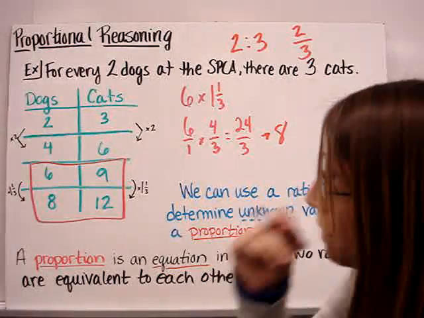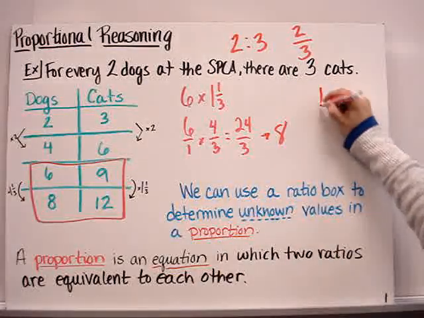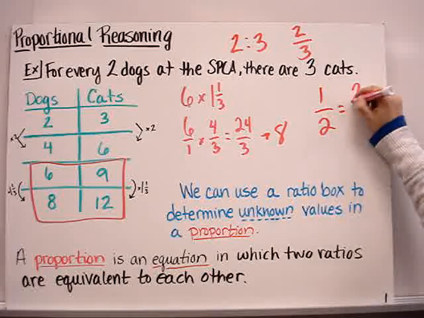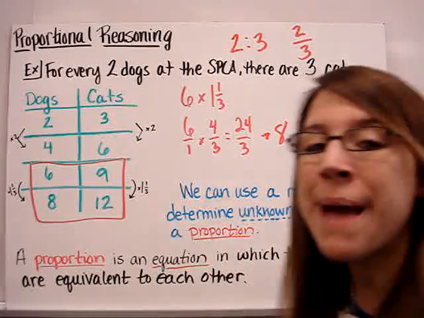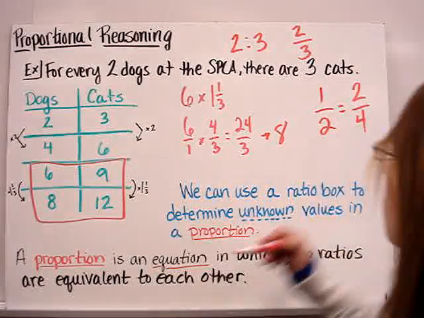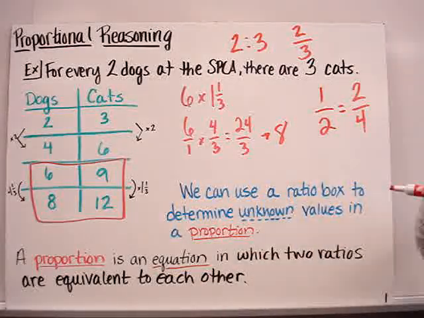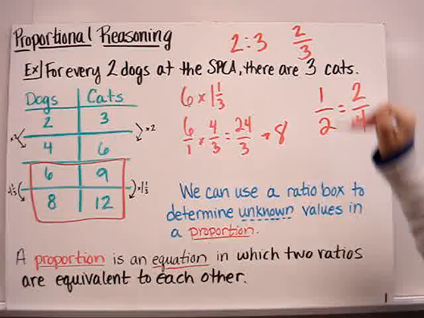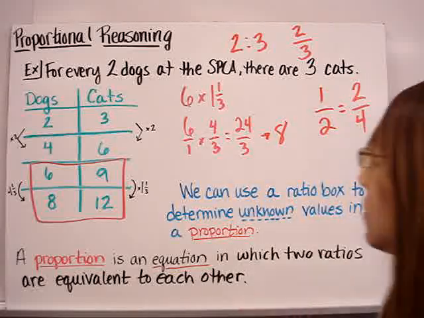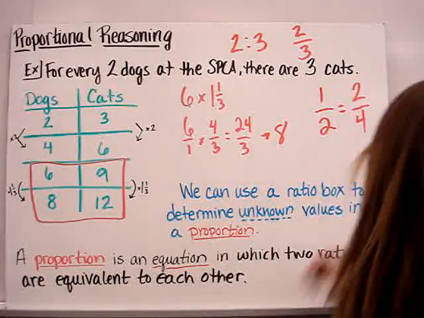So an example of a proportion would be 1/2 is equal to 2/4. It's very basic, but this is a proportion. 1/2 is equal to 2/4. They are equivalent values, 1 to 2, 2 to 4. So there you go. That is a proportion. Okay?